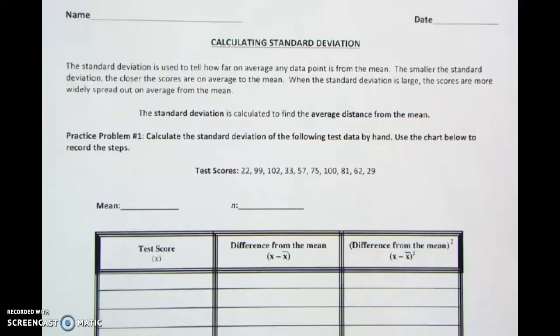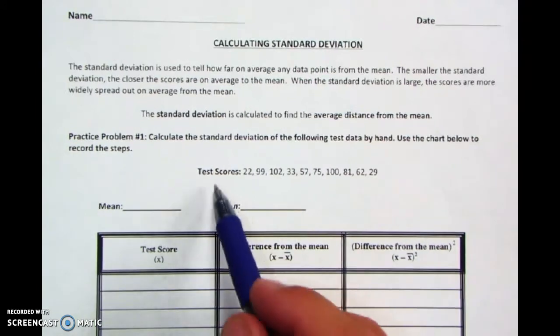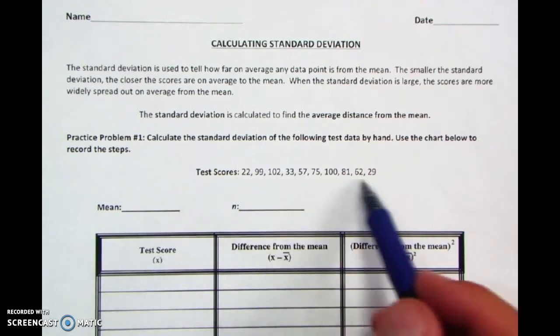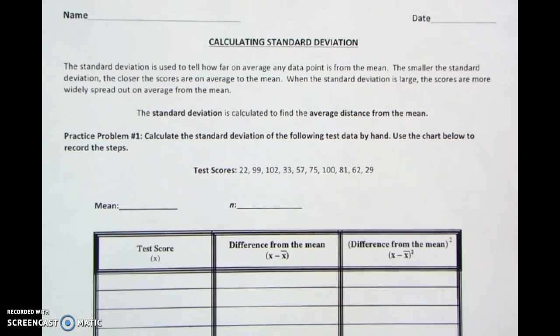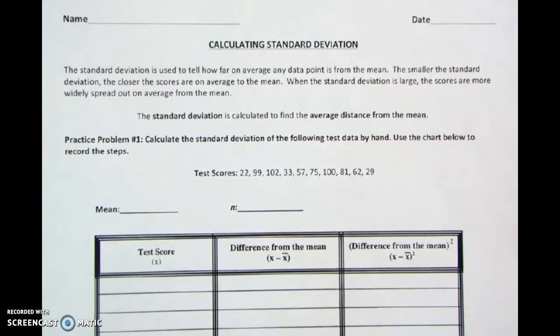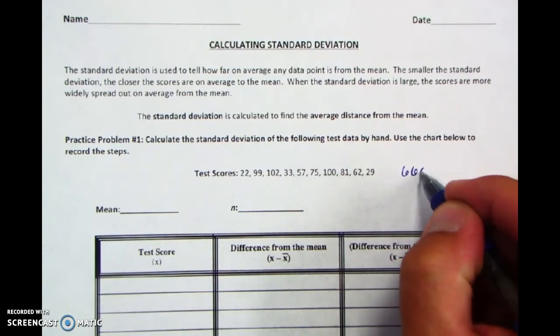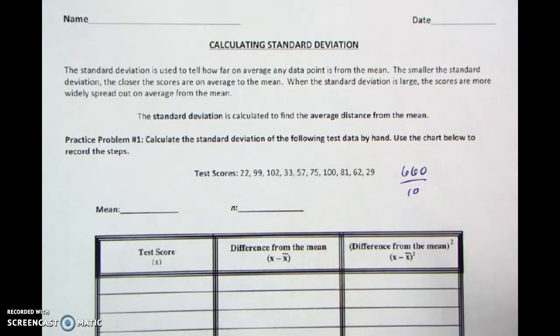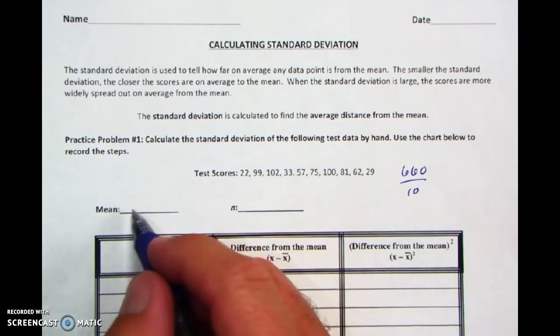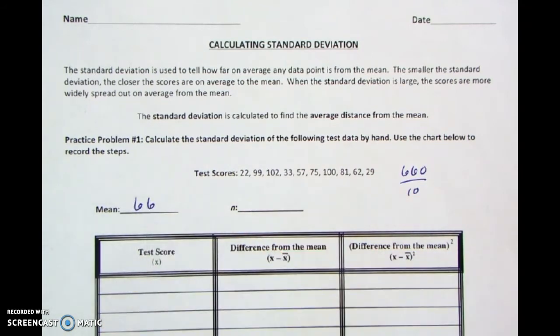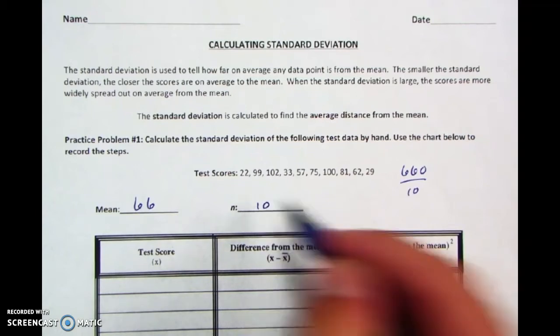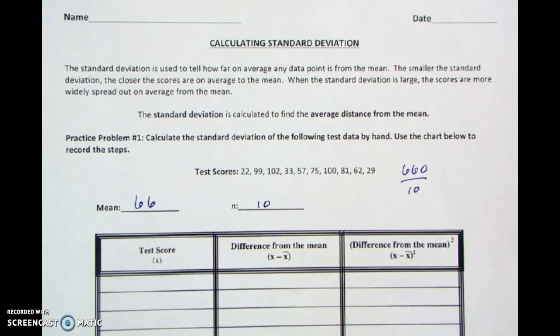The standard deviation is used to determine how far, on average, any data point within a set of numbers is away from the mean. So, for example, here we have a set of test scores, and the first part in finding standard deviation is to find the average. If I add these up together, those 10 terms add up to 660. So to divide by 10 tells me my average, or my mean, is 66. And there are 10 values that make this up.